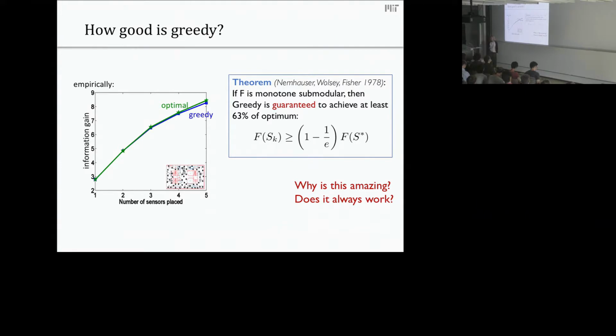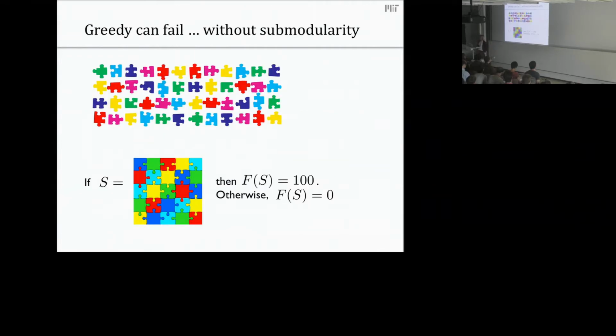So why is this actually amazing? Is it natural that this is going to work? To illustrate that point, let me show you another example of a set function and subset selection problem. Here's a puzzle. This is your ground set of items, and your utility function is the following. If you pick any subset of these puzzle pieces, it's going to gain utility 0 unless you find the single set of items that actually fits into the puzzle. And then you get 100. Every other subset is going to give you 0.